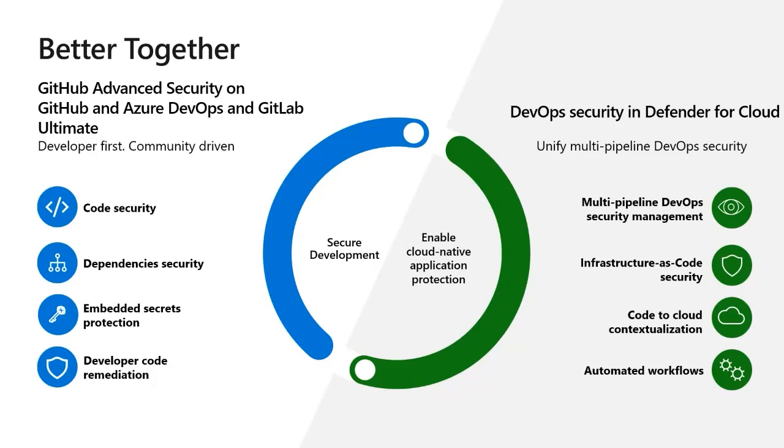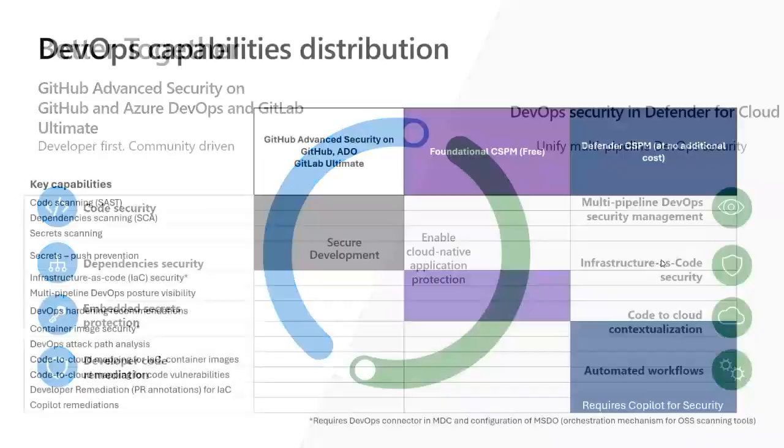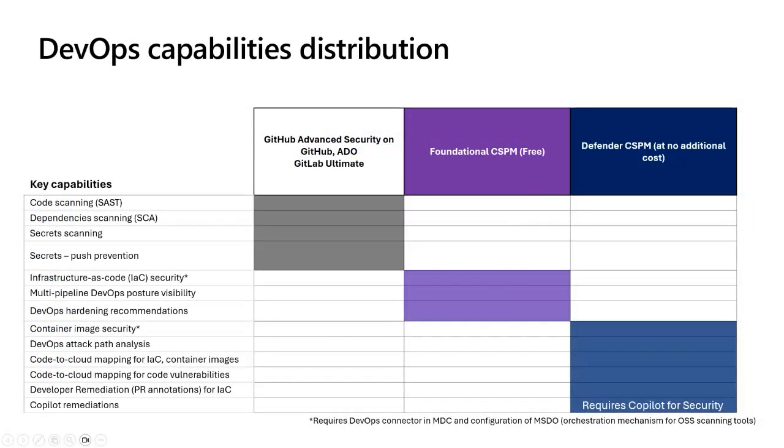For a holistic view, our next slide here gives a great capability distribution between what's included with GitHub Advanced Security on GitHub and Azure DevOps, as well as GitLab Ultimate. There you're getting your code scanning, your static analysis findings through CodeQL, as I mentioned, with software composition analysis, doing dependency scanning, secret scanning, and push prevention, ensuring that secrets can't even make their way into a remote repository.